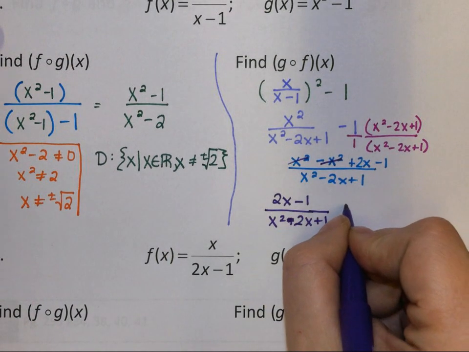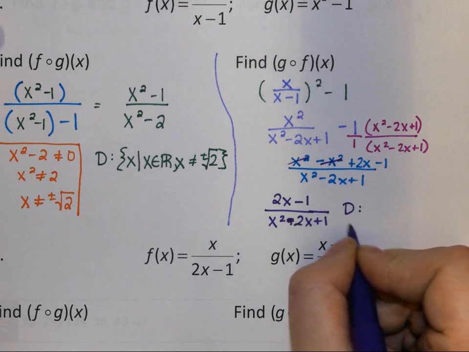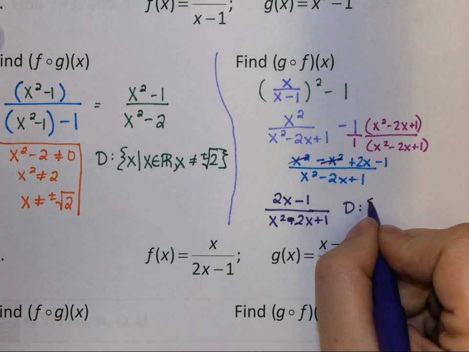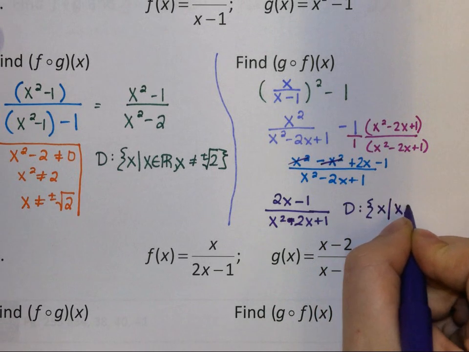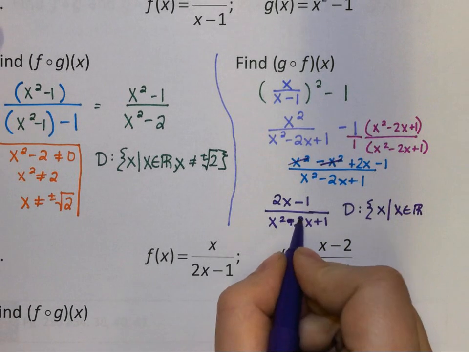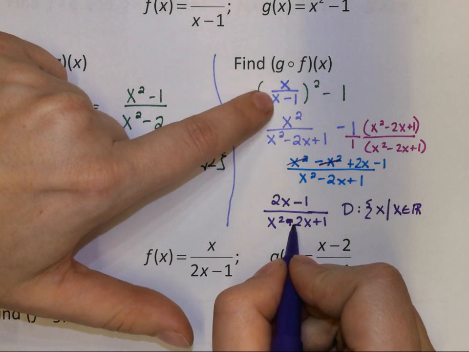Now my domain restrictions. This is a fraction. What can we not have in the denominator? A 0. So it's going to be all real numbers except what makes that denominator 0? Hint, we already had it factored above.